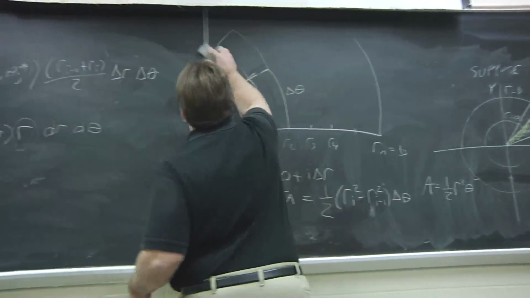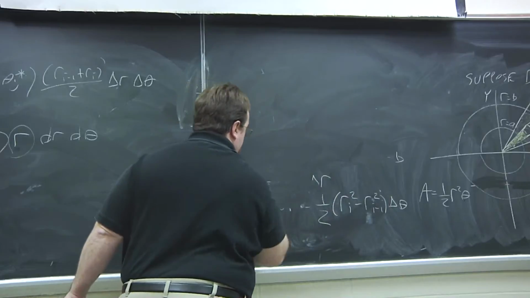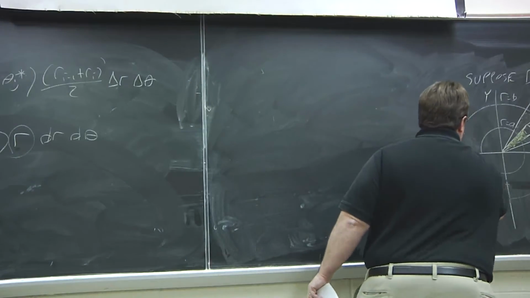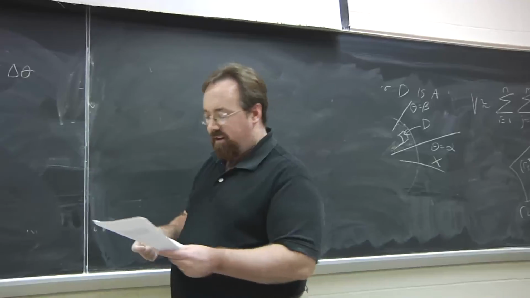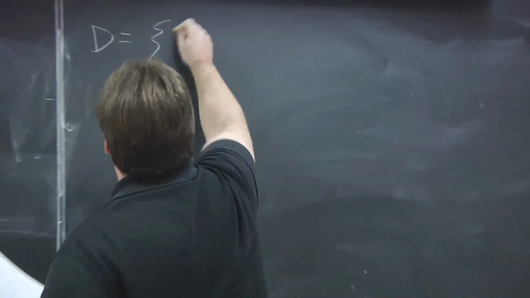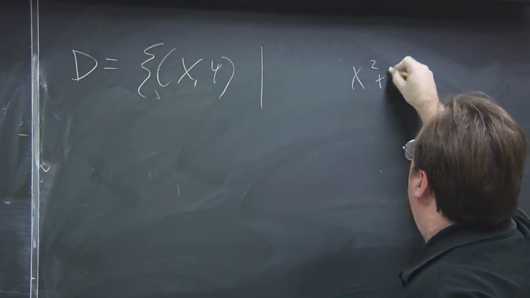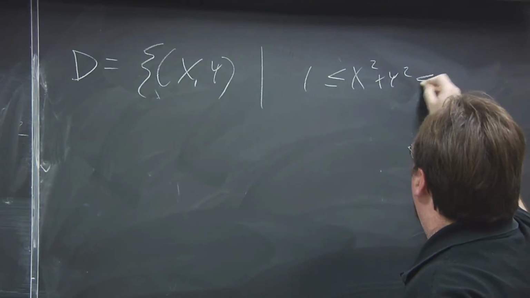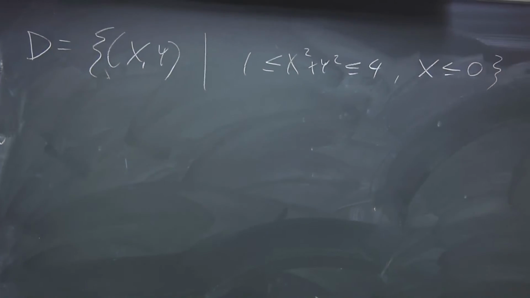Regular double integral, function of x and y, over a region that's also described in terms of x and y. And you have to decide, do you want to do it the way it is, or would it be more convenient to convert to polar coordinates and then compute it? So, find a region D in terms of x and y, where we have x squared plus y squared greater than or equal to 1, less than or equal to 4. And then we also have x is less than or equal to 0. So let's draw what that region looks like.